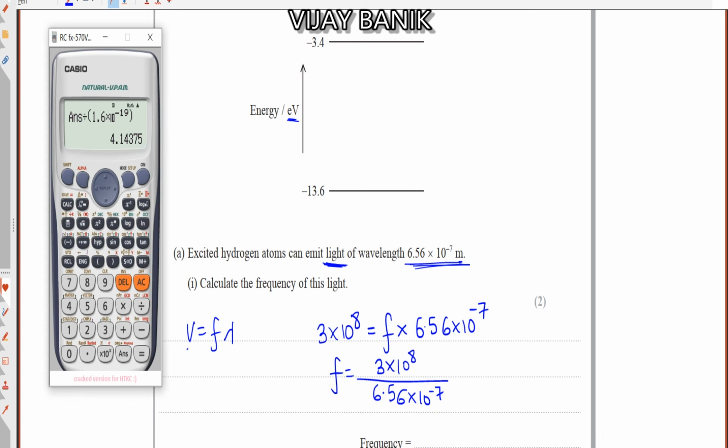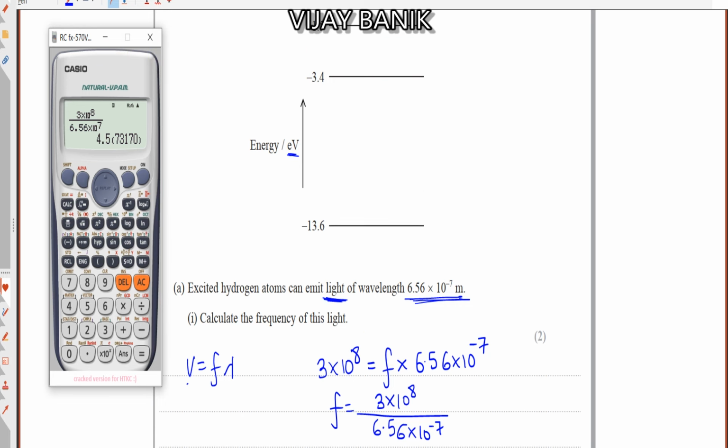So let's see what we can do. 3 × 10^8 divided by 6.56 × 10^7. Okay, how much is it? It's 4.5 hertz. I don't know what these brackets are. What did they give those? Okay, 4.5. Let me check the mark scheme first.